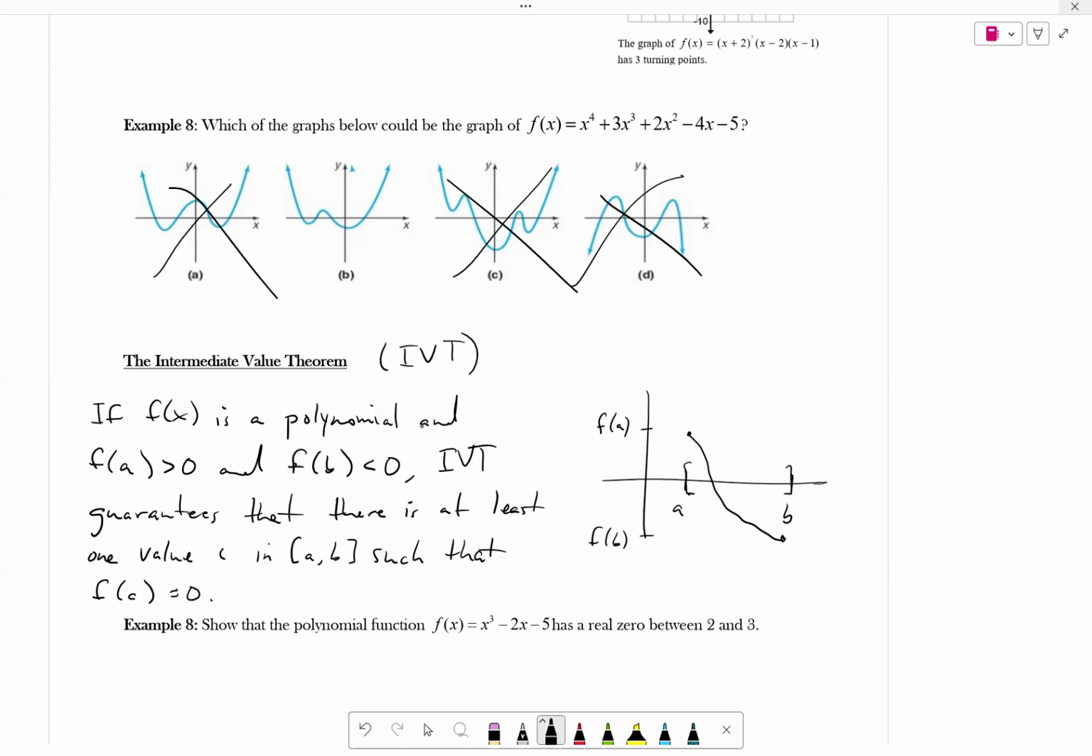As you can tell from last time and this time, zeros are kind of a big deal with polynomials. Sometimes you can find them quite easily. Sometimes you won't be able to find them unless you have a calculator. Right?